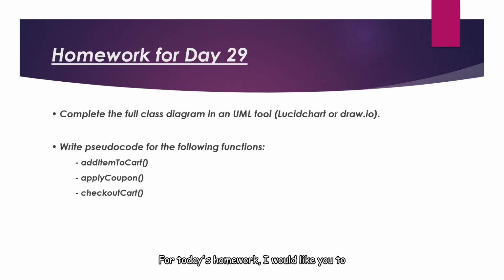For today's homework, I would like you to create a complete class diagram for the shopping cart system using a UML tool like LucidCart or Draw.io. This will help you visualize the relationships and the design of the system. Additionally, please write pseudocode for the following methods: add item to cart, apply coupon, and checkout cart. This will allow you to practice translating high-level concepts into detailed executable steps.